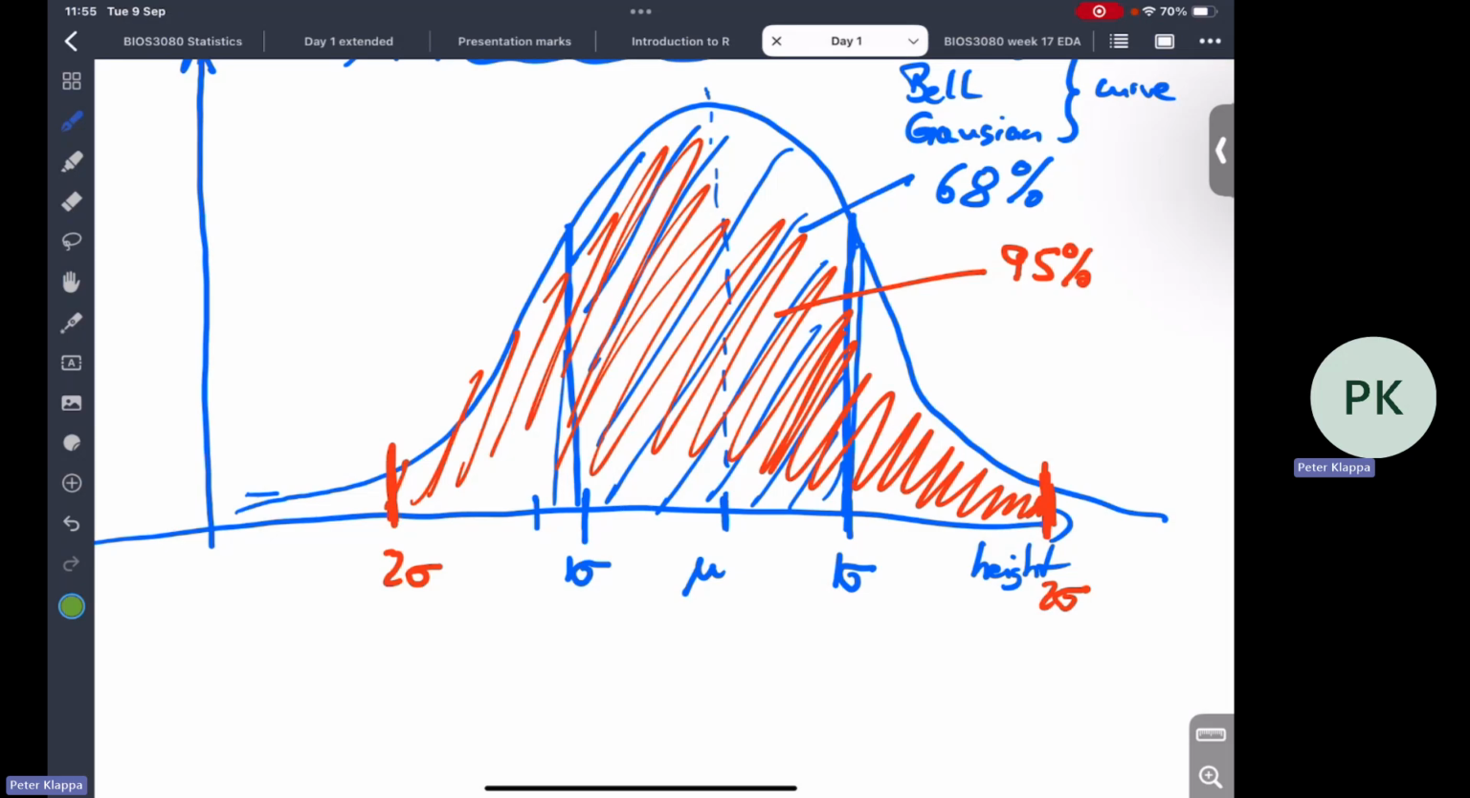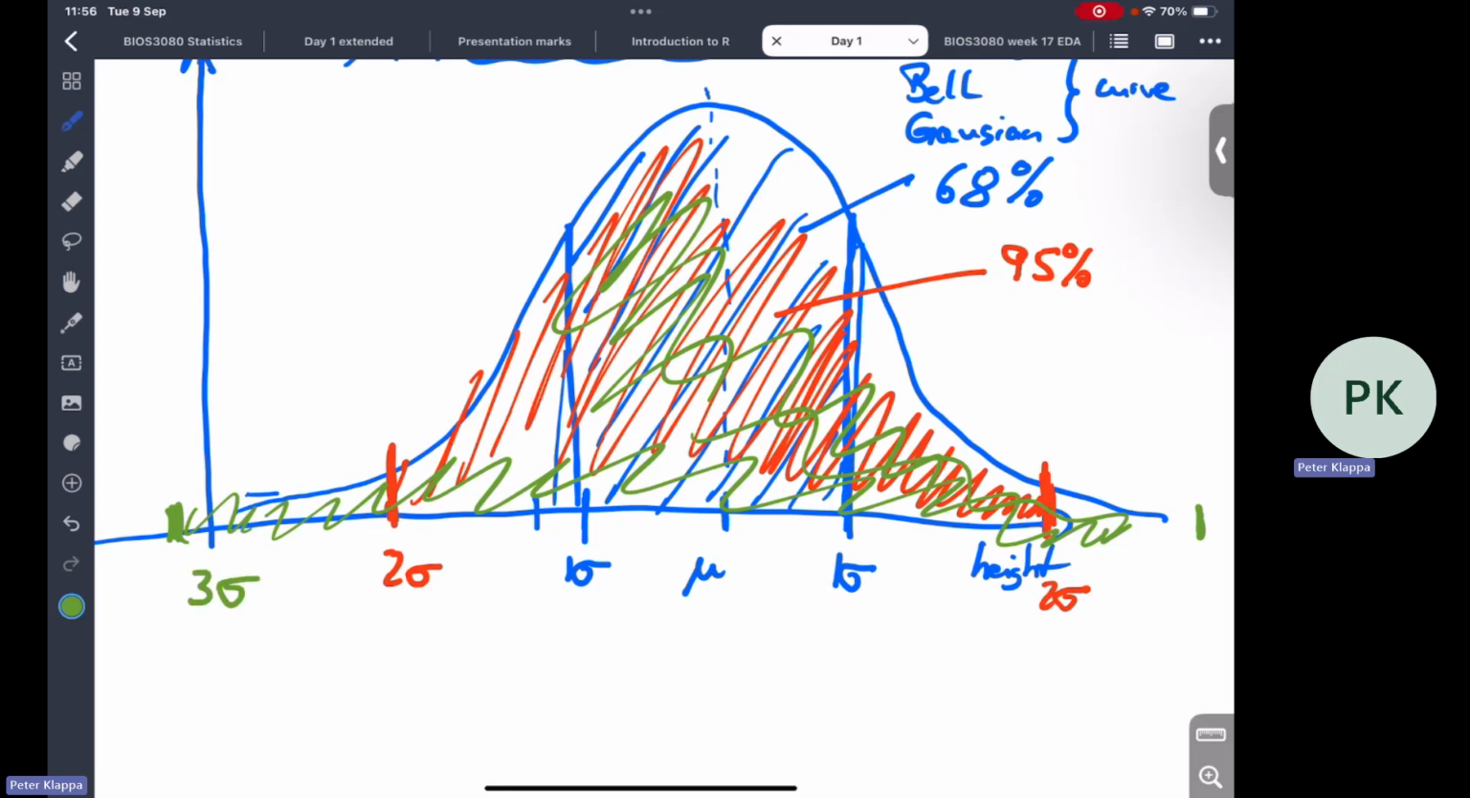And oh yes, let's do a green one. Yeah, and somewhere here. So that would be, and the green one, that would be 3 sigma. And here's 3 sigma. This would contain 99.7%.